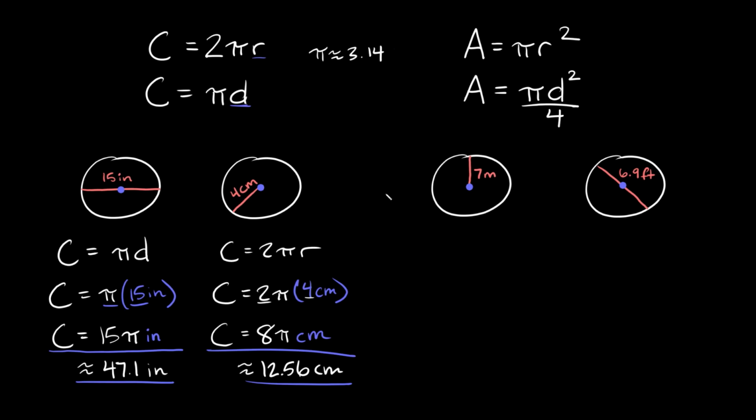Now let's move on to the area. So again, we have two formulas for the area because one uses the radius and the other one uses the diameter.